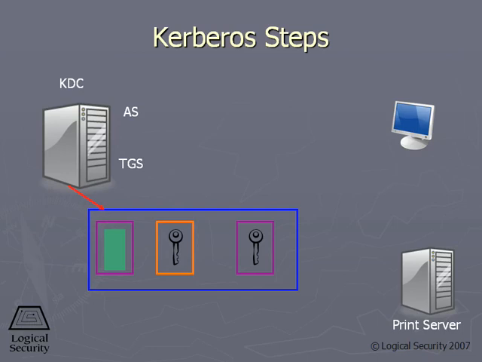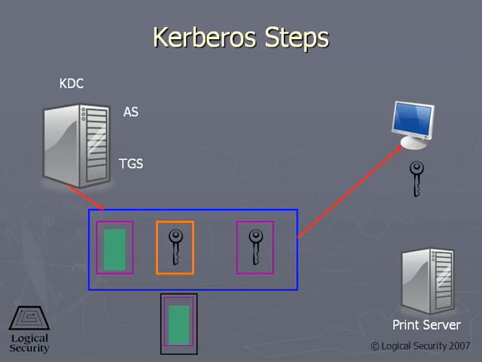Now, when the ticket comes to me, I do what I said before, which is I take my secret key and I decrypt and I extract the session key. Now I'm going to add information to that authenticator. I'm going to say this is from Sean Harris, and then I'm going to encrypt it with my session key that I just pulled out.